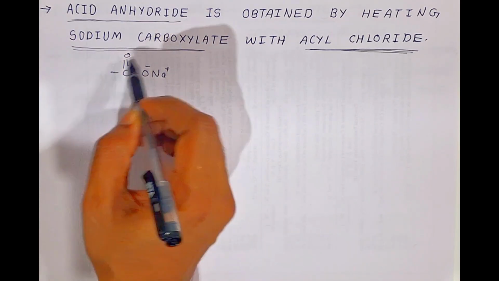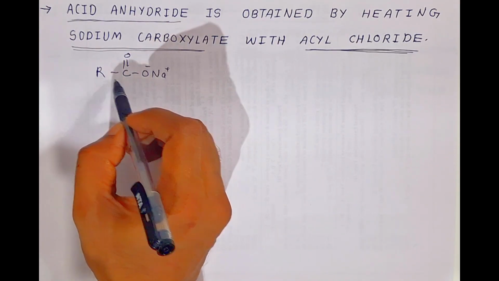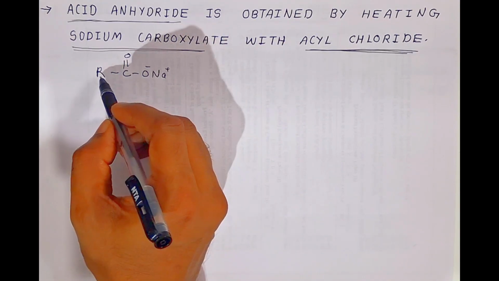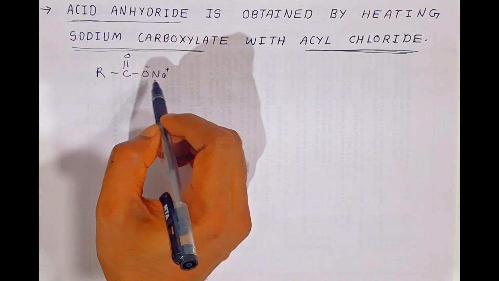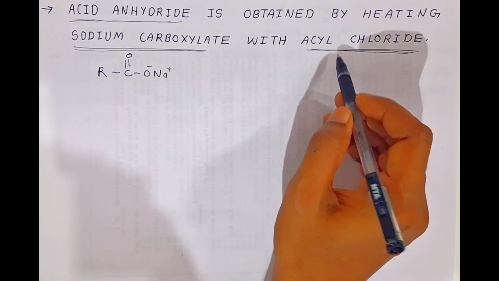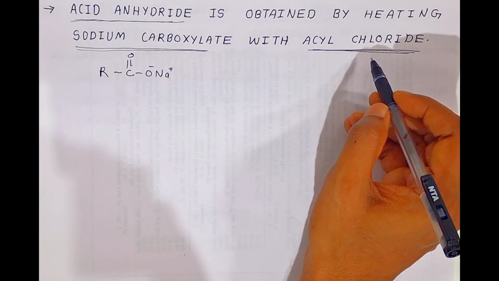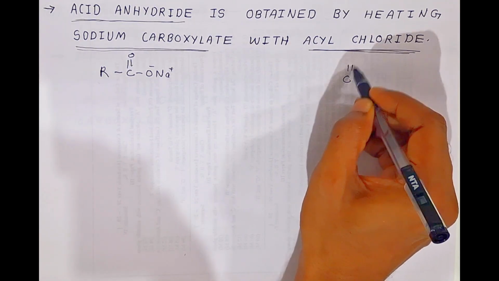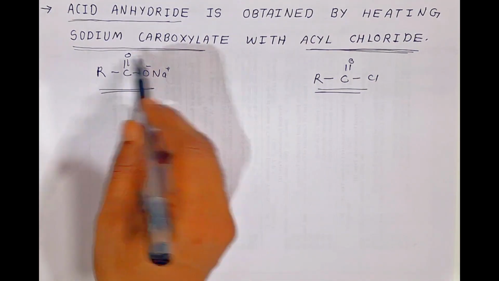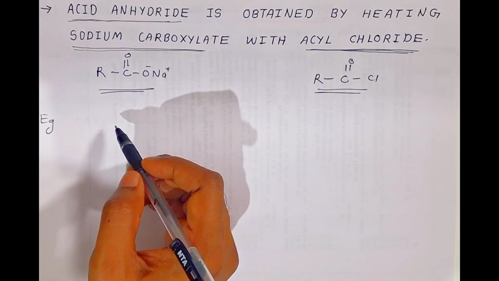Okay students, here in general I am taking R, so it is a carboxylate. If you replace this R by methyl, we call it sodium acetate. If you replace it with ethyl group, we call it sodium ethanate. Now, students, sodium carboxylate reacts with acyl chloride. Acyl chloride I have already explained, that is nothing but RCOCl. So these two are the reactants, sodium carboxylate and acyl chloride. Now what happens, students? A simple example in board examination.